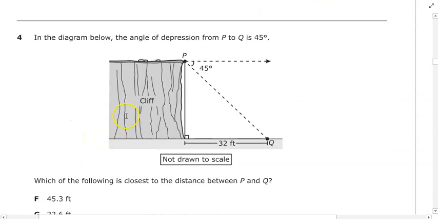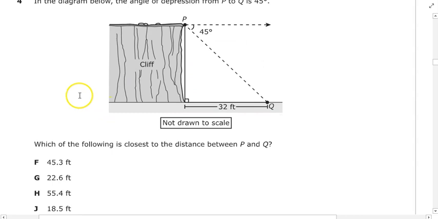Okay, question four. Here it says in the diagram below, the angle of depression from P to Q is 45 degrees. Luckily, they have a diagram that's drawn and labeled for us already. Which of the following is the closest to the distance between P and Q? So it looks like we could probably do some trigonometry here to solve this one. And we're trying to find this distance between P and Q here. So we're trying to solve for this side.